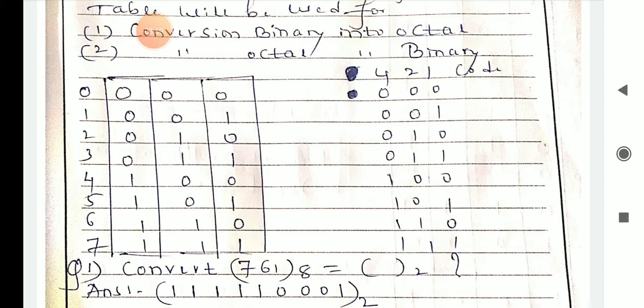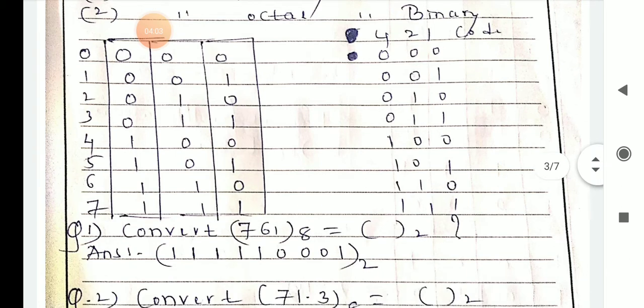Next, 3 is 011. Here 2 plus 1 is 3, so at 2 you write 1 and at 1 you write 1. Like that, you write the numbers 0 to 7. When you get 7, at 4 you write 1, at 2 you write 1, and at 1 you write 1. So 4 plus 2 plus 1 is 7, and the binary number is 111.